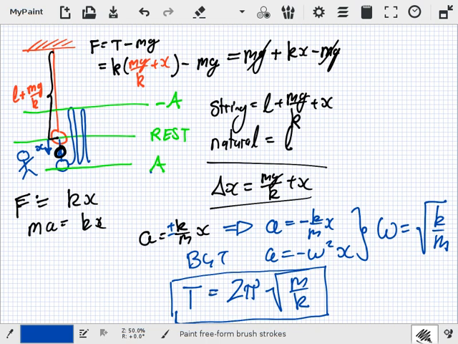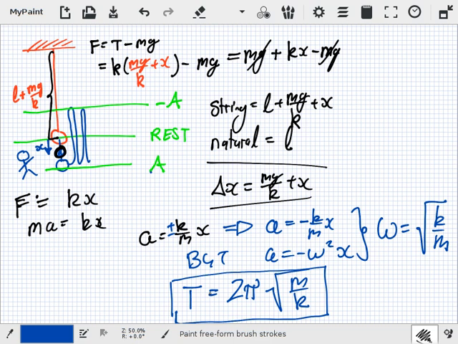What's really nice about this formula is it doesn't matter if you hang it from a ceiling, if you have it on the table, if you have it pulled against the wall. It works in all these sort of oscillating situations with a spring or a rubber band or something like that. So it's an extremely useful formula, extremely useful.